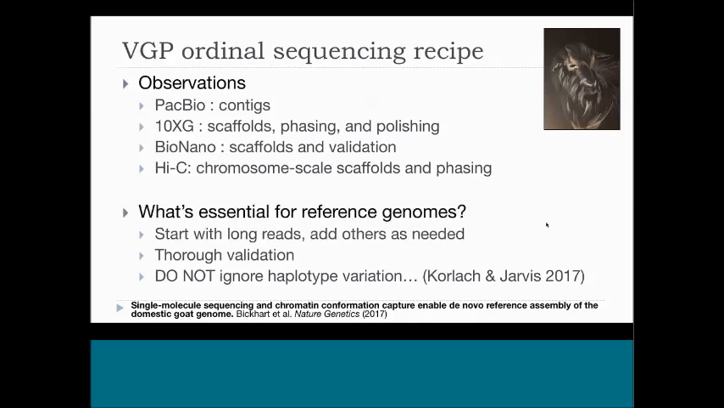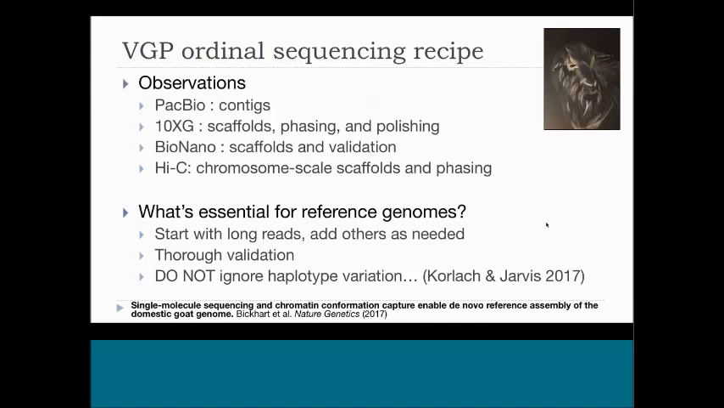But what's really essential for creating these reference genomes de novo is to start with the long reads. You can't get the quality you would need for a reference genome if you're starting with a short read assembly. And so we're strong advocates for beginning with long reads and then adding in these other technologies as needed to get the chromosome scale scaffolds. Validation is hugely important.